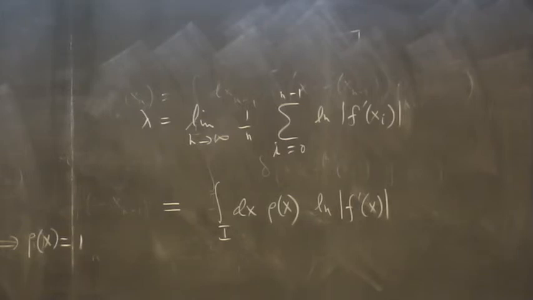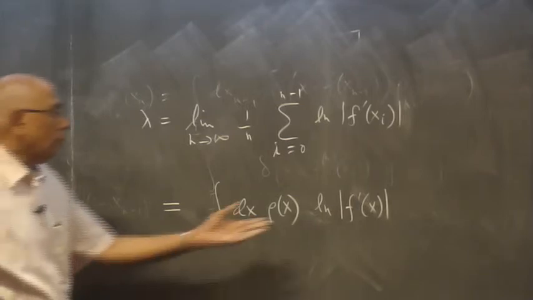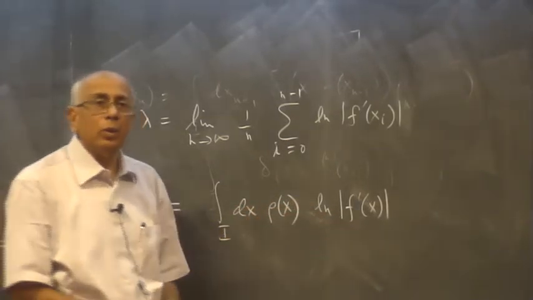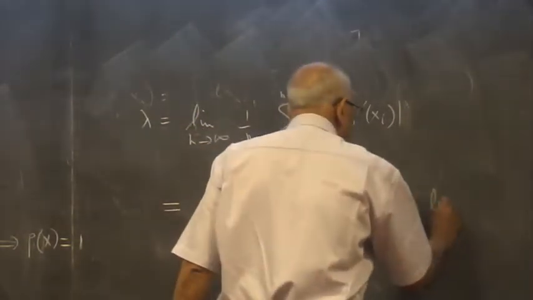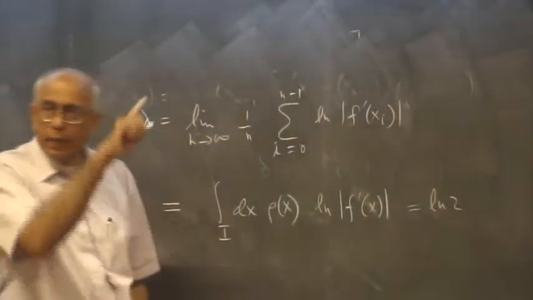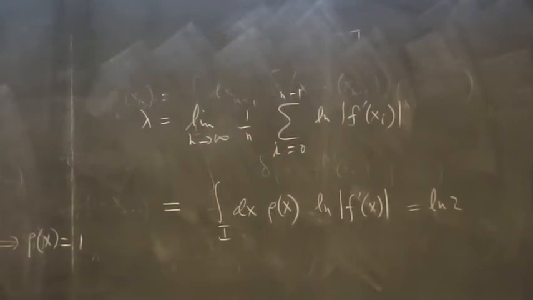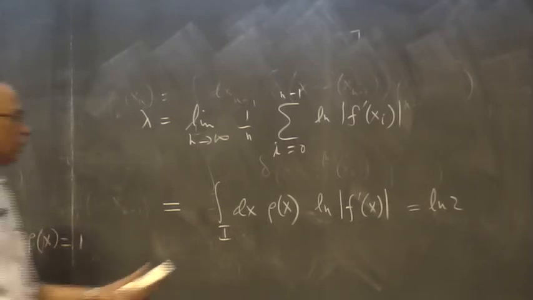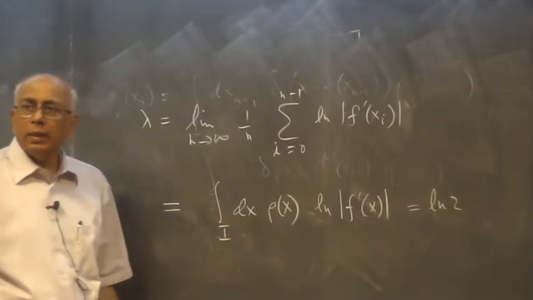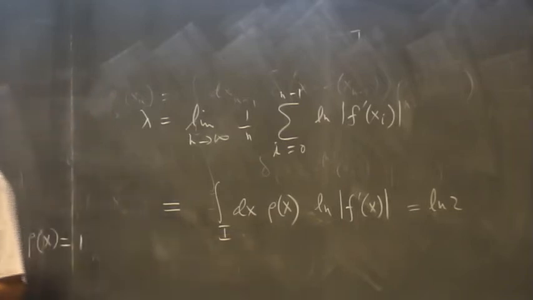But now I put this rho of x equal to 1. And the slope is always equal to 2 in this map. So it immediately says this is equal to log 2, exactly as we got before. And once you have this probability density, then everything is fine. I can compute any function of the dynamical variable x. And then the next step is to start calculating averages, calculating correlations and so on.